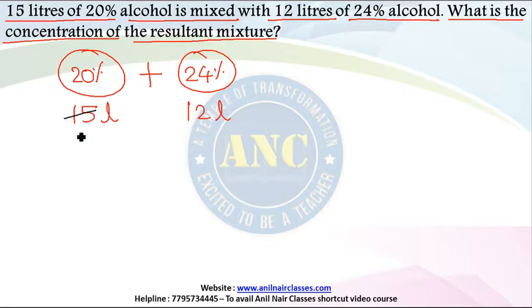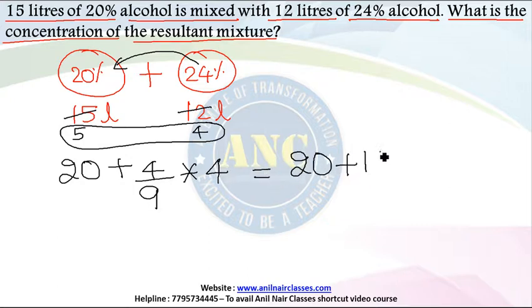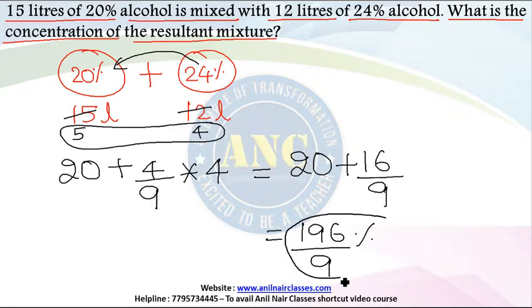This is 3 into 5. This is 3 into 4. This is 20 plus, diagonal element of 20 is 4. Write down 4. Sum of 4 and 5 is 9. Write down 9. Difference of 24 and 20 is, sorry, difference of 24 and 20 is 4. Write down 4. Your final answer should be 20 plus 16 by 9 percent, which is nothing but 9 into 20 is 180, 196 by 9 percent should be the concentration. Further simplify to decimal if the answer is given in terms of decimal.